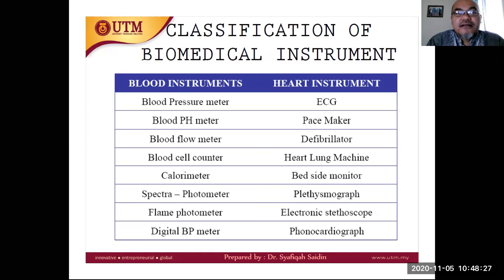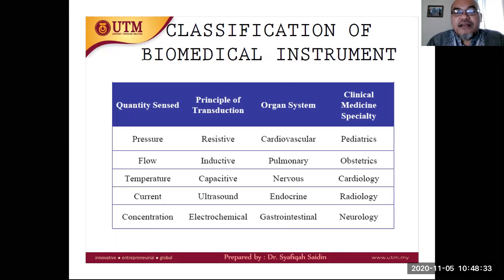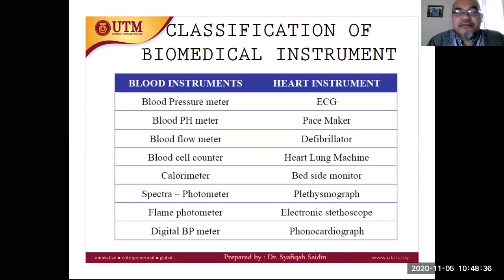This is just introductory. This shows some examples of instruments aimed at particular systems. For example, blood instruments: blood pressure sphygmomanometer, blood pH meter, blood flow meter, spectrophotometer. For the heart, I have mentioned pacemaker, defibrillator, but there are also heart-lung machine, plethysmograph, electronic stethoscope, phonocardiograph.